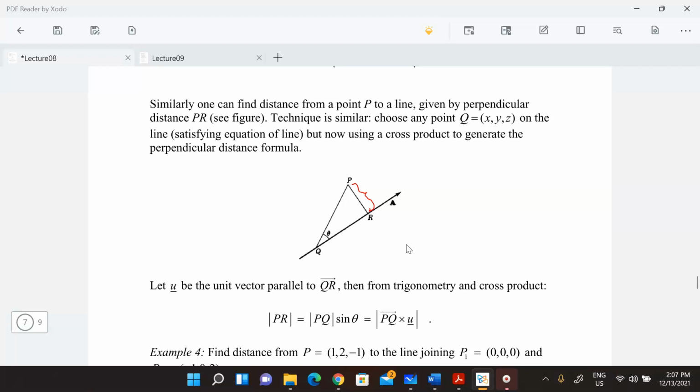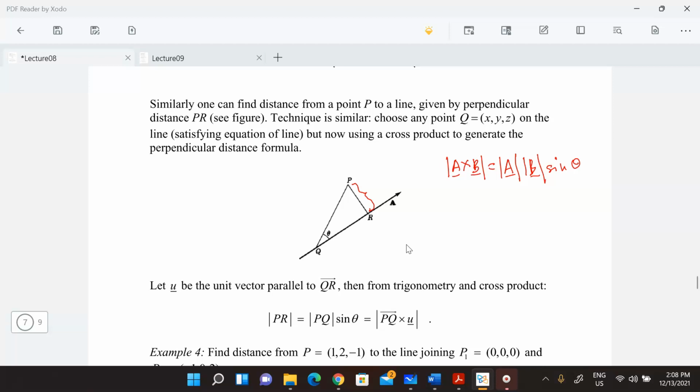So the length of PR over here is essentially PQ sine theta, and we have seen what kind of operation gives you sine theta in this particular case: your cross product. So A cross B, for example, is equal to the length of A times the length of B sine theta. So one can try to use that, and in this case, one would like to use this vector PQ and this vector QR. So we need to find the vector QR in some way.